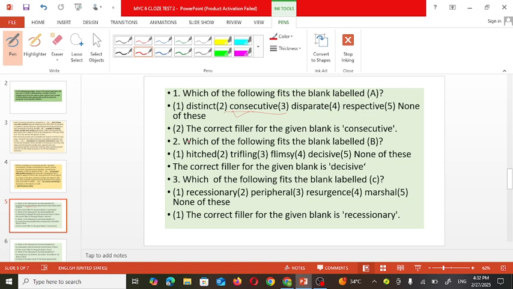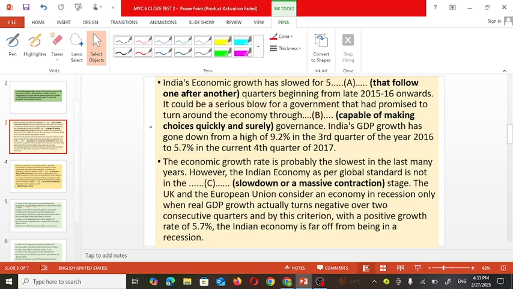So the options are hitch, trifling, flimsy, decisive, and none of this. Now what do you mean by hitch? Means get lift. Trifling means what? Not that much important. Flimsy means not strong enough, which are irrelevant if we will see our paragraph.